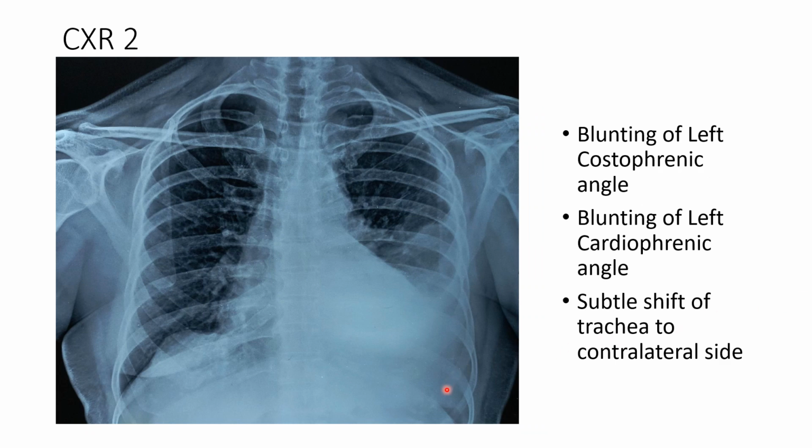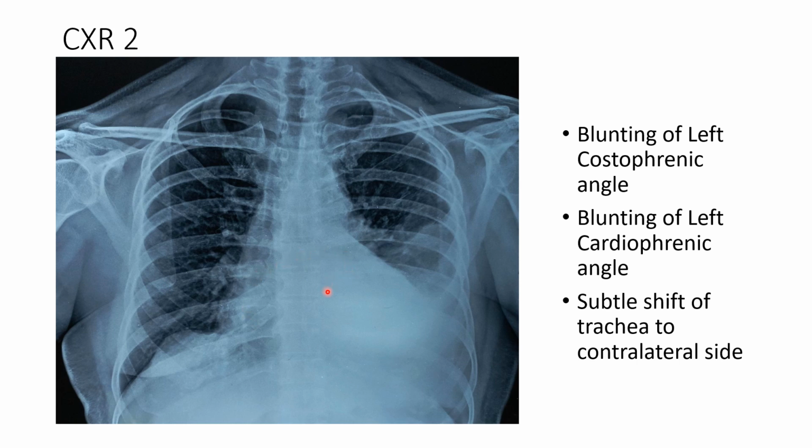Now we have the second X-ray. Now again focus on the lower zone. So this is the right side, right costophrenic angle, quite sharp, and then you have this cardiophrenic angle, that is the junction between the epicardium and pericardium and also the diaphragm, cardiophrenic angle.